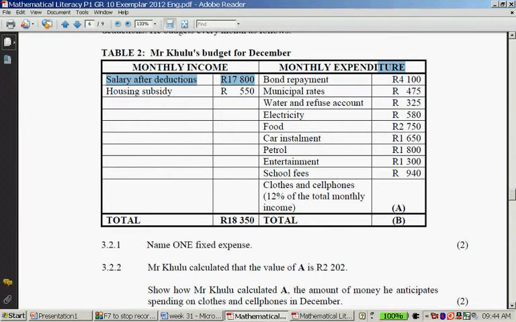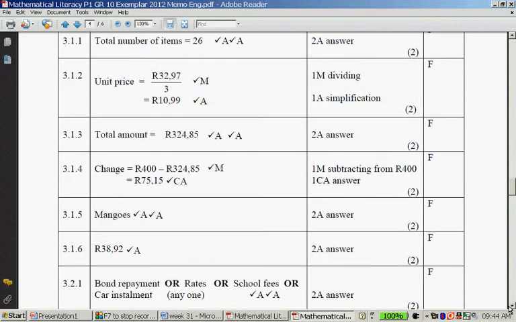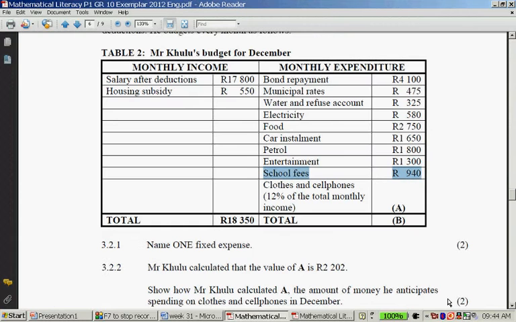His bond repayment is a fixed expense, and so is his car installment and school fees. Okay, let's look at what the memo says. 3.2, the bond repayment, or the rates and taxes, sorry, that's also one, or school fees or car installments. Okay, so those are fixed expenses. Remember, a fixed expense is an amount that you pay every month, and every month it is the same.